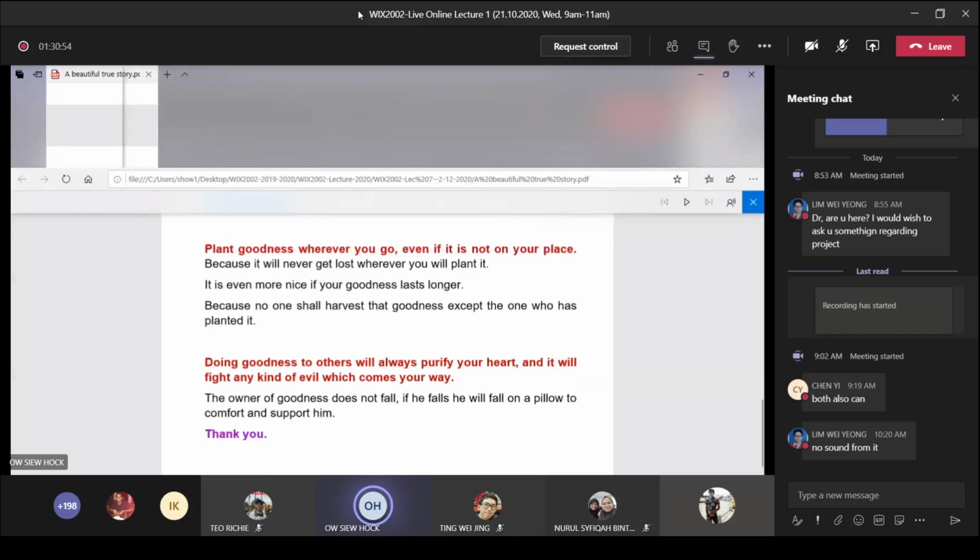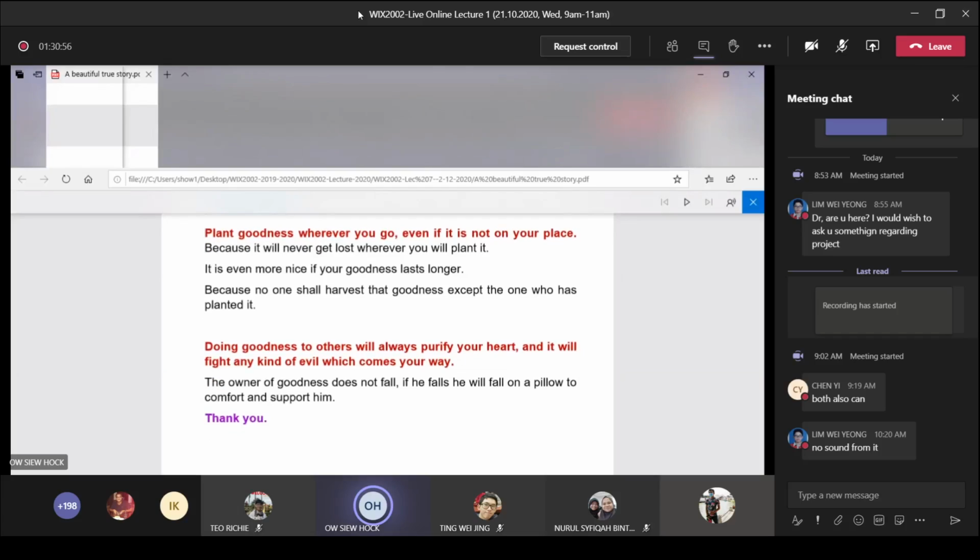So plant goodness wherever you go, even if it is not in your own place, because it will never get lost wherever you plant it. It is even nicer if your goodness lasts longer, because no one shall harvest that goodness except the one who has planted it. Doing goodness to others will always purify your heart, and will fight any kind of evil which comes your way. The owner of goodness does not fall. If he falls, he will fall on a pillow to comfort and support him.